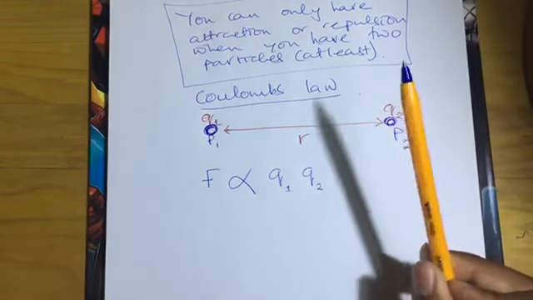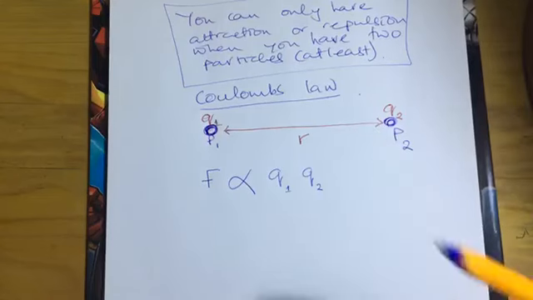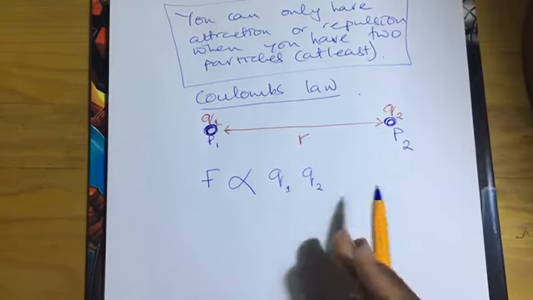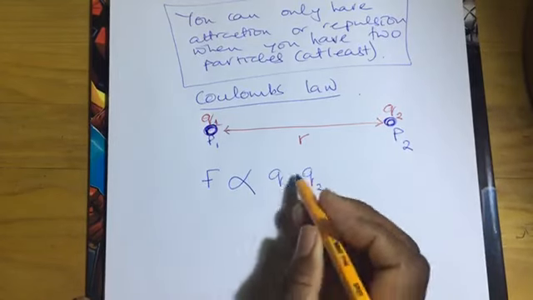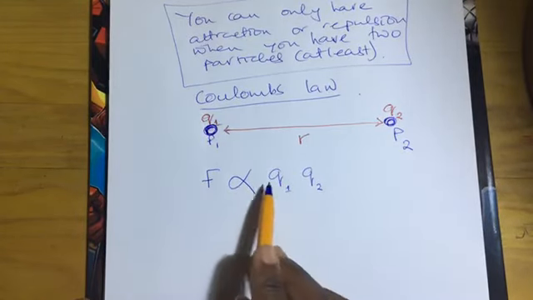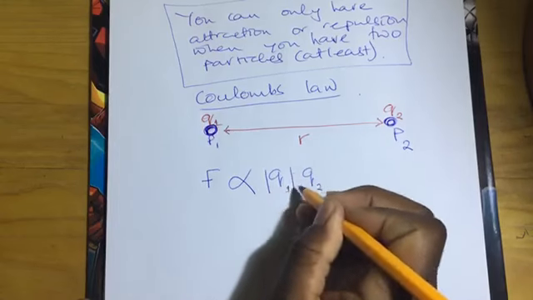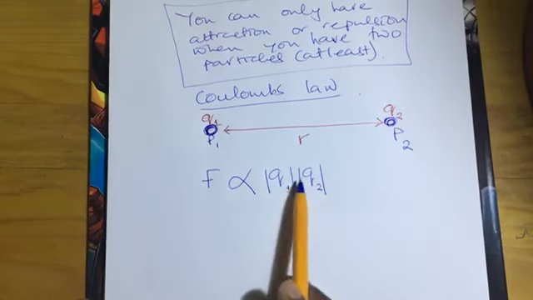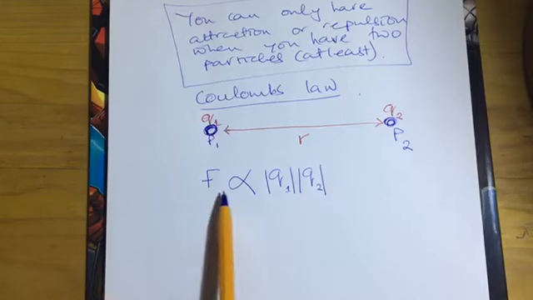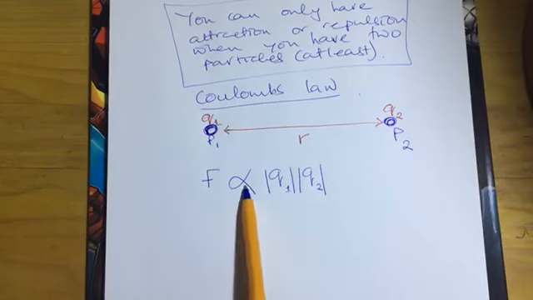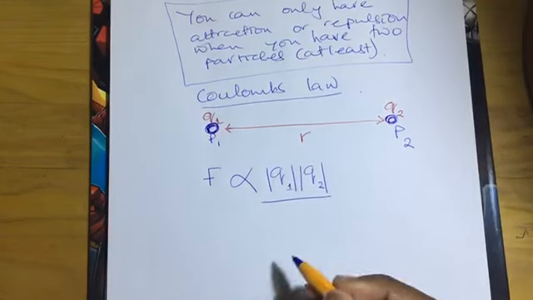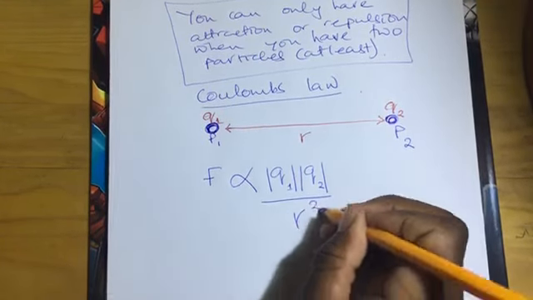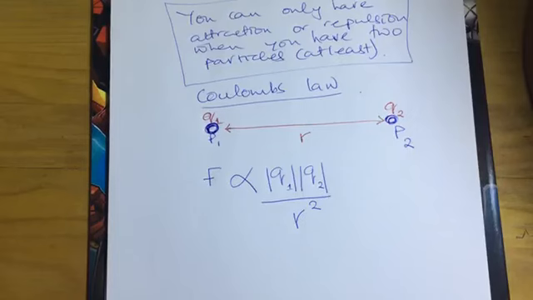Now, we are saying that these charges can be negative or they can be positive. So right now we're only interested in the magnitude of the force. So we have to make sure that each charge will be put in a modulus bar. A modulus bar just makes sure everything is positive. So the force is directly proportional to the product of the charges and inversely proportional to the square of the separation distance. So if they ask you to state Coulomb's law, that is how you're going to state it.